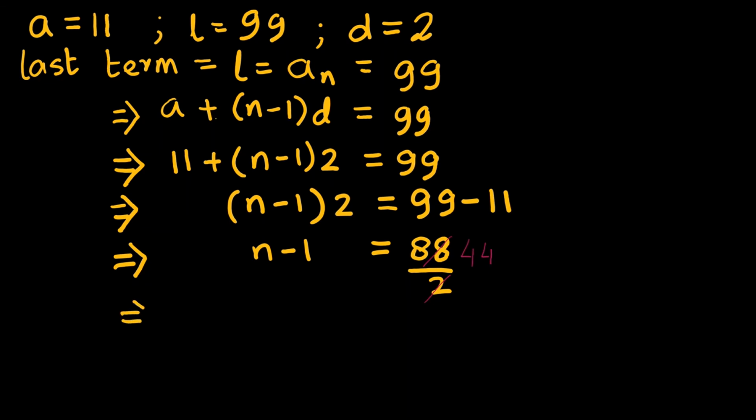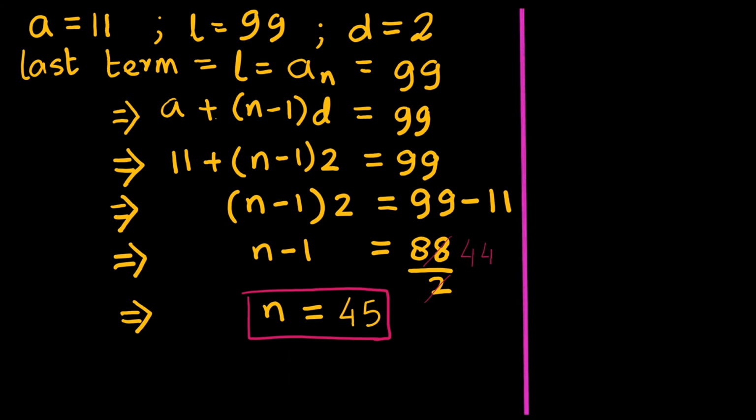So we can write it as n is equal to 44 plus 1. So minus 1, if it goes to the other side, what will happen? It will become plus 1. So it will become 44 plus 1, that is 45. This is your answer. Okay. Now this is not an n. So you can see here we have found out n is equal to 45.